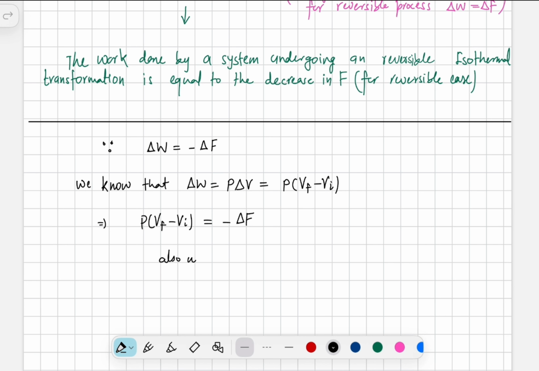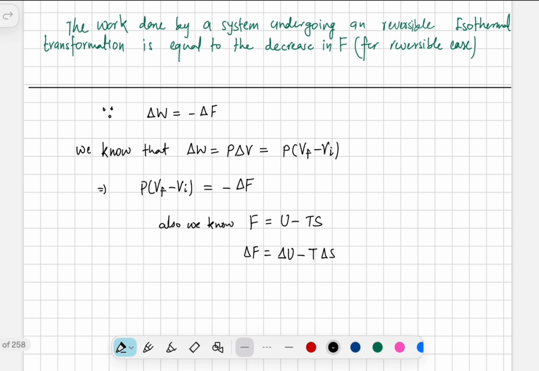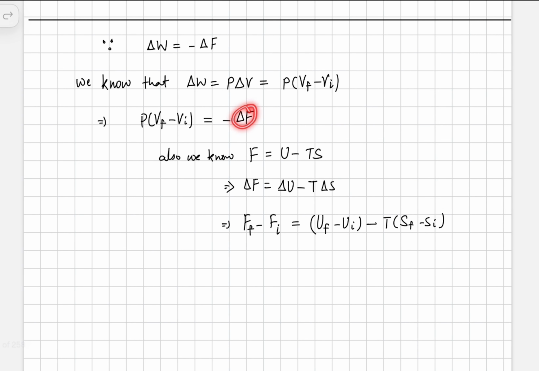Also we know F equals U minus TS. So delta F will be just delta U minus, since T is constant, we can't do delta T, but T will come out as the constant value, so S will become delta S. So delta F we can write like F final minus F initial. Similarly, U final minus U initial minus T of S final minus S initial. So this delta F can be replaced by this thing.